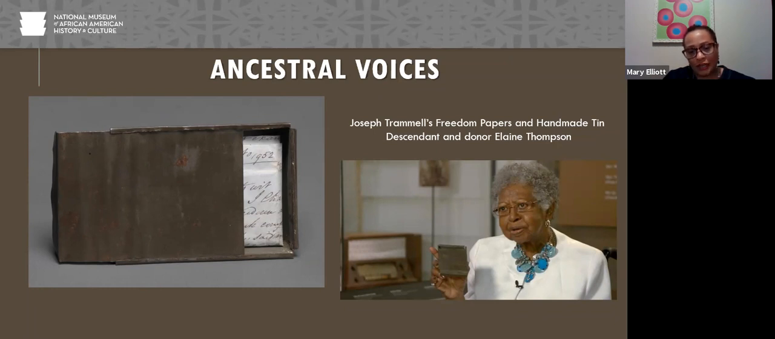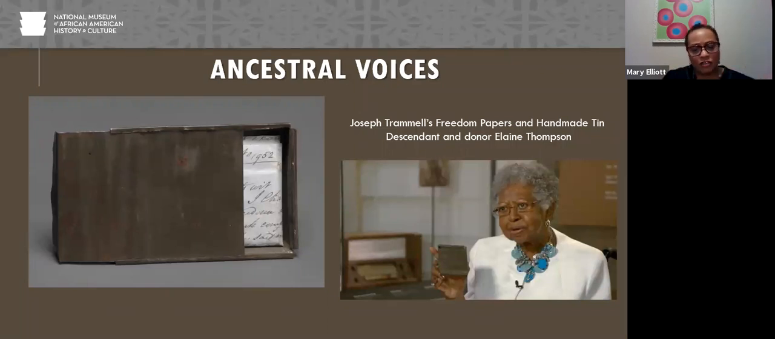important to include this. Elaine Thompson's ancestor, Joseph Trammell, was free in Loudoun County, Virginia. What you see here are his original freedom papers from 1852. He had to register his freedom every 2 years in Loudoun County, Virginia. And in doing so, he had to have a white person account for his character. And so this document tells us so much.